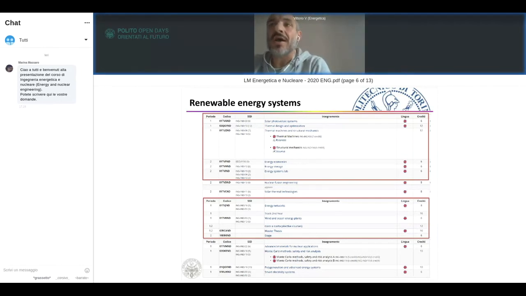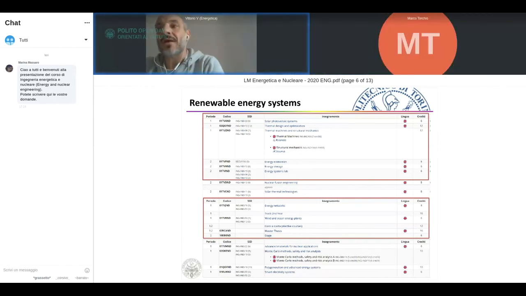One is more oriented towards renewable energy. So in this case, you'll select solar thermal technologies together with these two courses here, polygeneration and advanced energy systems together with smart grids. Or you may select a more interdisciplinary track. So in this case, you will select the nuclear fusion, engineering, some advanced material for nuclear applications, or Monte Carlo method, safety and risk analysis.